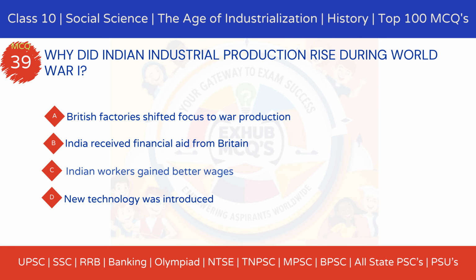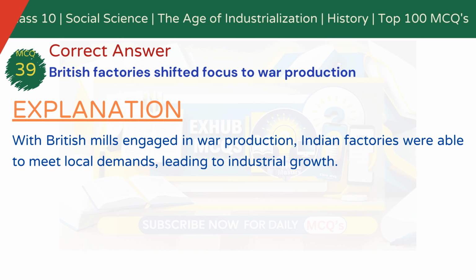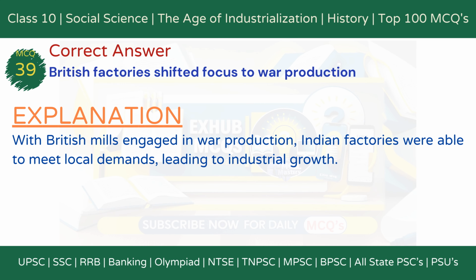MCQ 39. Why did Indian industrial production rise during World War I? Option A, British factories shifted focus to war production. Option B, India received financial aid from Britain. Option C, Indian workers gained better wages. Option D, new technology was introduced. The correct answer is option A. British factories shifted focus to war production. Explanation: With British mills engaged in war production, Indian factories were able to meet local demands, leading to industrial growth.